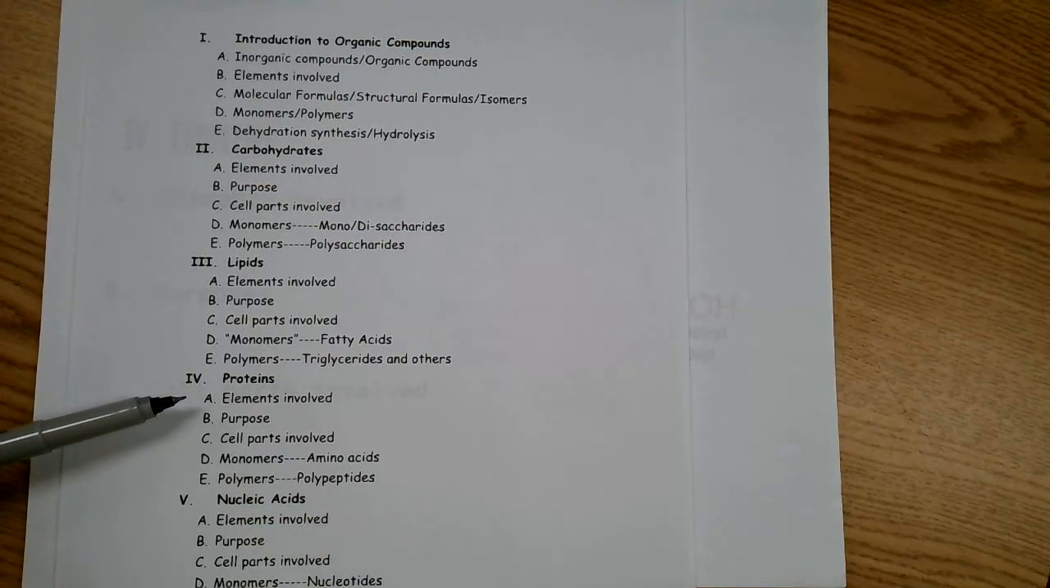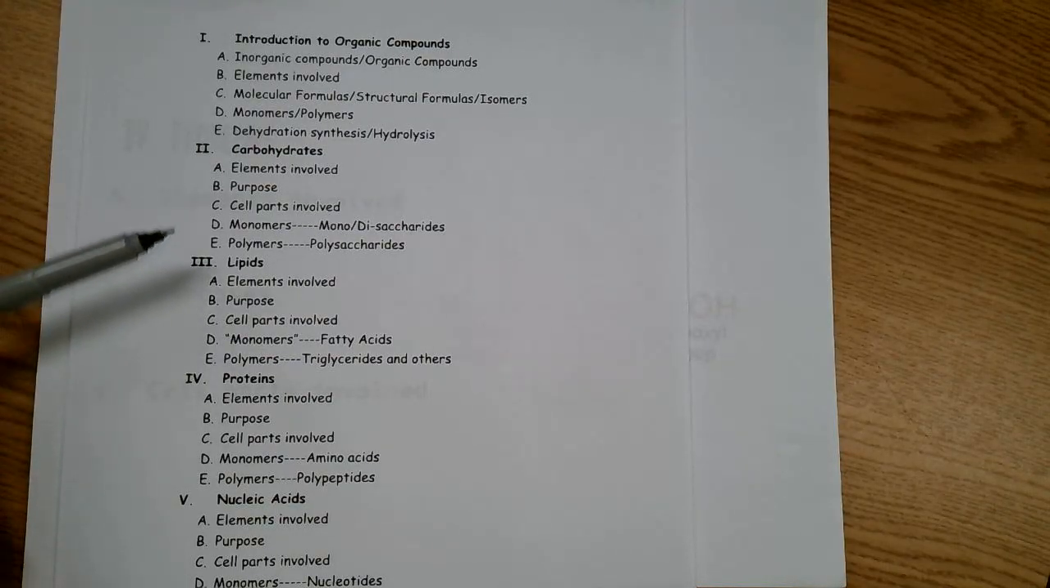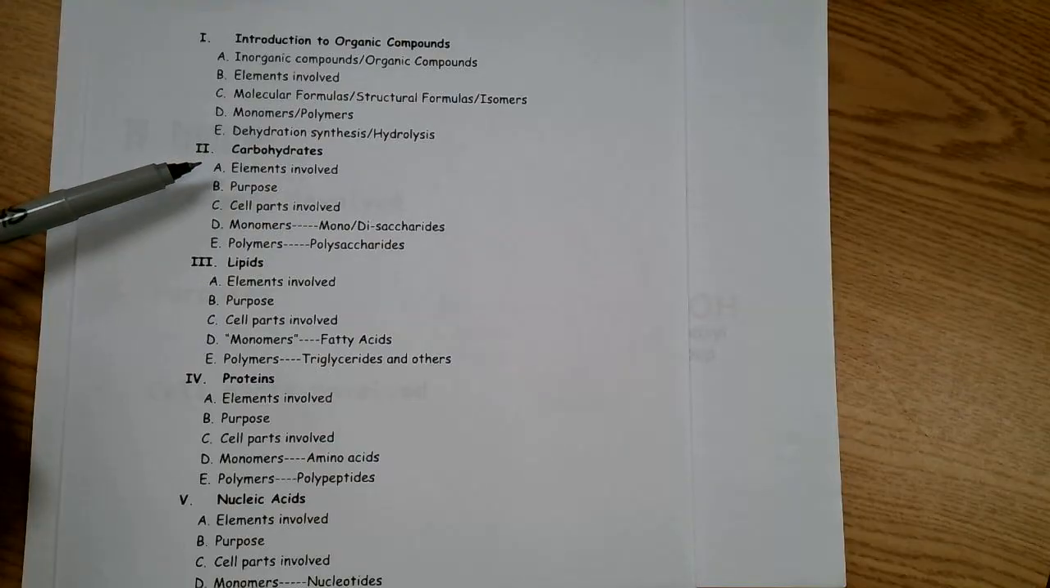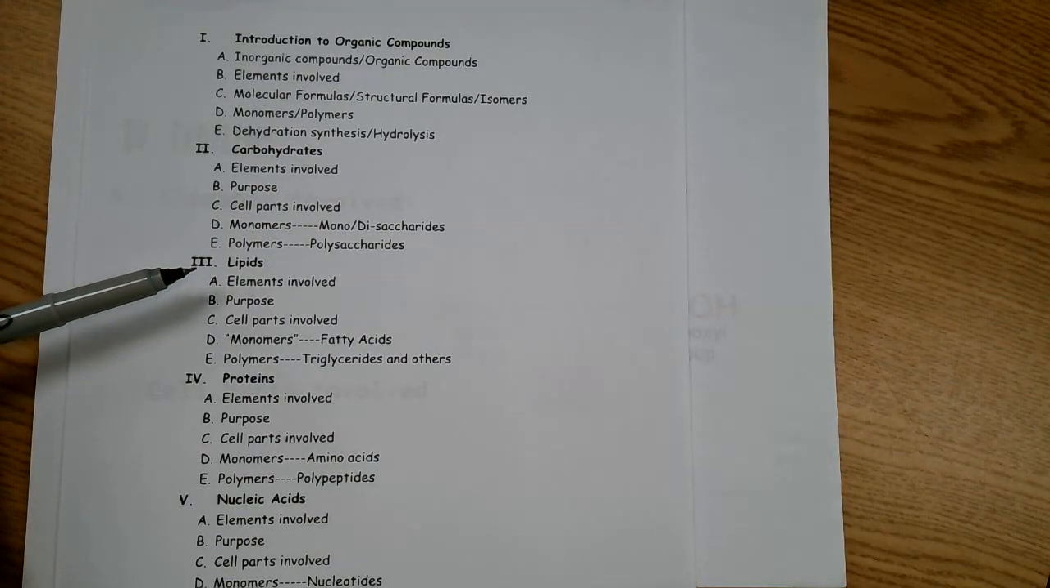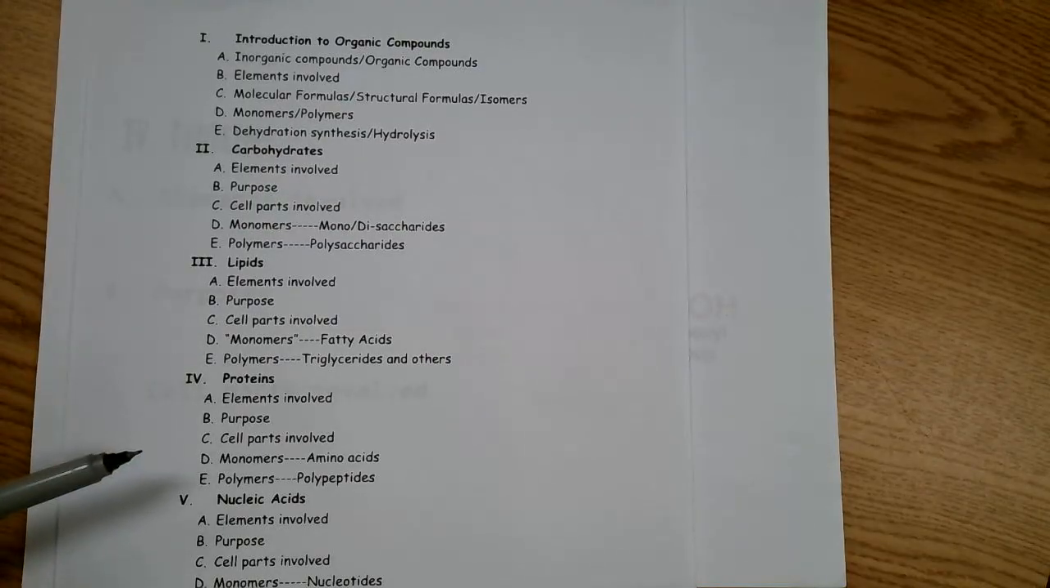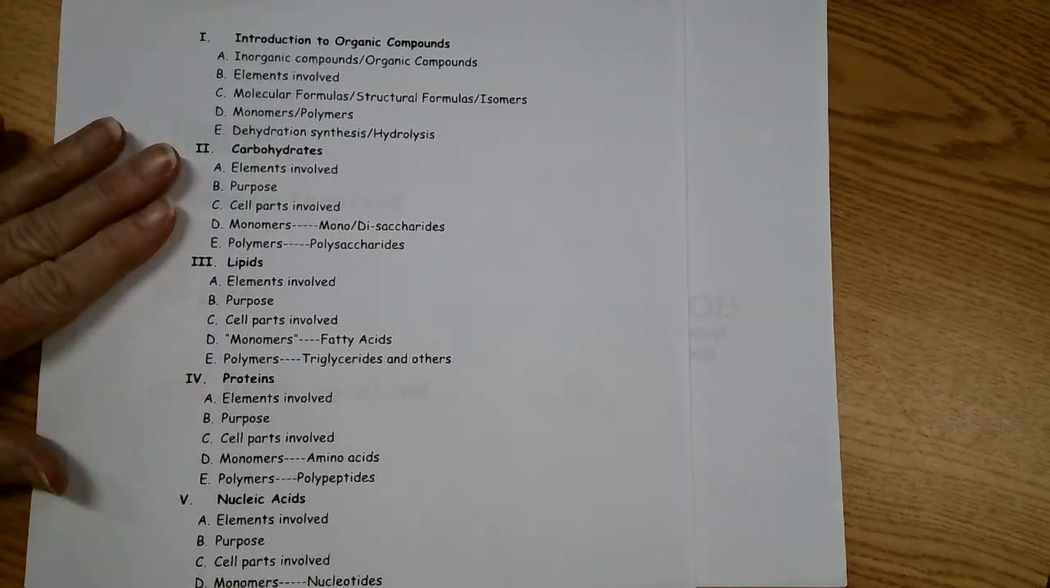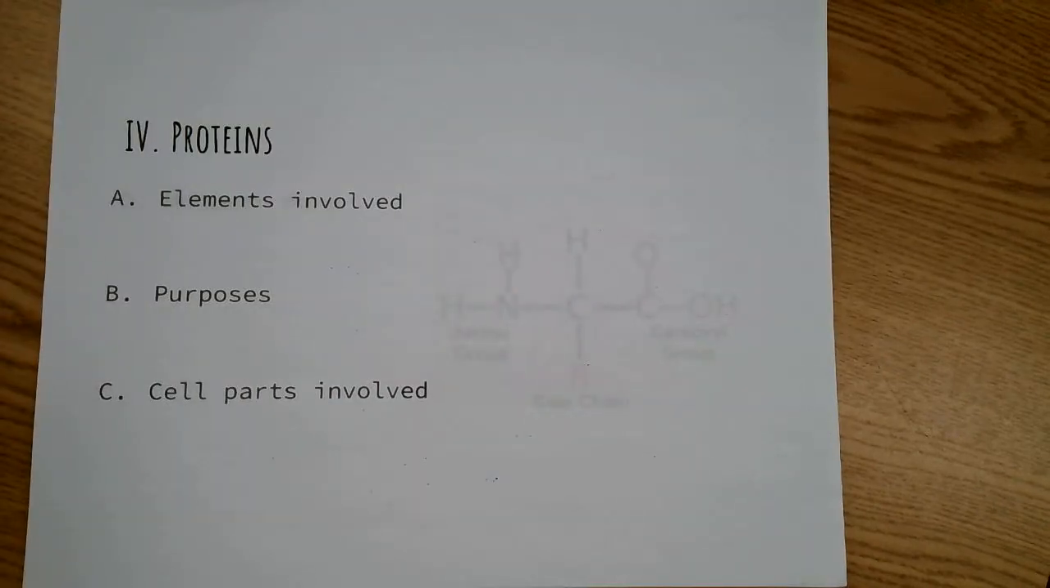So now we're moving on to proteins. And again, if you see the recurring theme, we always talk about the elements, their purpose, the cell parts, the monomer, and the polymer form. Same thing with proteins. Well, proteins go back to being easy, kind of like carbs. So let's start off our protein talk.